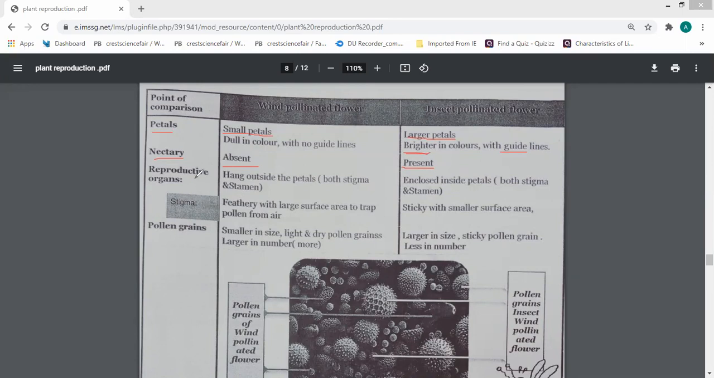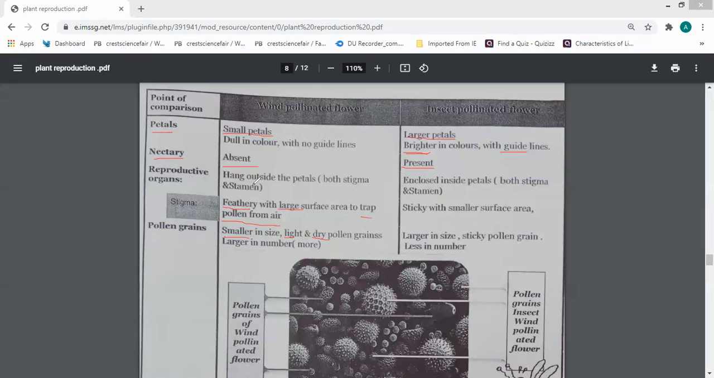For the reproductive organs, about the stigma, the reproductive organ of the female, it must be feathery and large to trap the pollen grains from the air. And the pollen grains must be light in weight, dry, and small in size to be carried by the air and captured by the stigma.